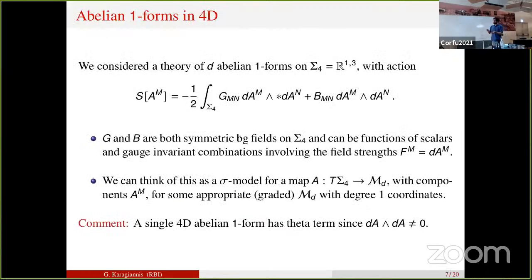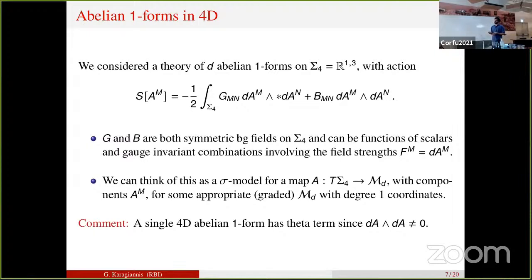Now, let me try to consider a slightly different perspective here, and construct this sigma model-like theory which contains d abelian one-forms on the Minkowski space of 4 dimensions. And here, in this case, G and B are both symmetric background fields on sigma 4, and can in general be functions of scalar fields as well as gauge invariant combinations involving the field strengths of the scalars. And in fact, one can think of this as a sigma model for a map A from the tangent bundle of sigma 4 to some appropriate graded d-dimensional target space. And I say graded because it should be equipped with degree 1 coordinates.